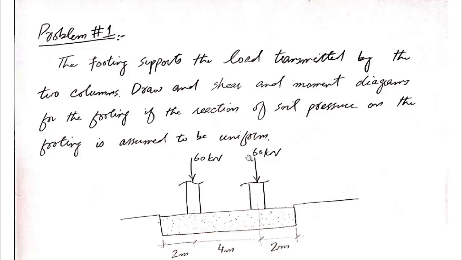Now you may think that in this problem it's given that the pressure is uniform. So can there be cases when the pressure will not be uniform under the footing? The answer is yes, there might be cases when the pressure under the footing might not be uniform, and those cases appear when the loading is unsymmetrical. By unsymmetrical I mean either the magnitudes of loads are not equal to each other, or they are not at equal distance from the centroid of the footing, etc.